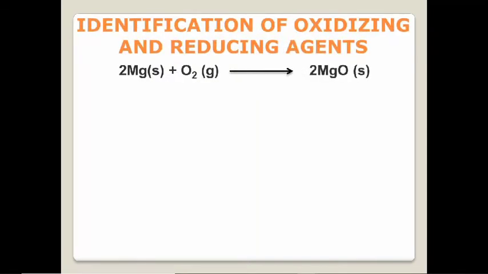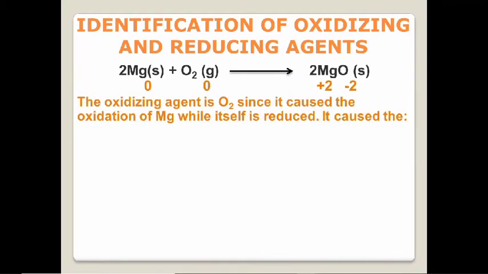Okay, now we want to find the oxidizing agent, and the oxidizing agent here is oxygen. So how did I know it is oxygen? It's so simple.